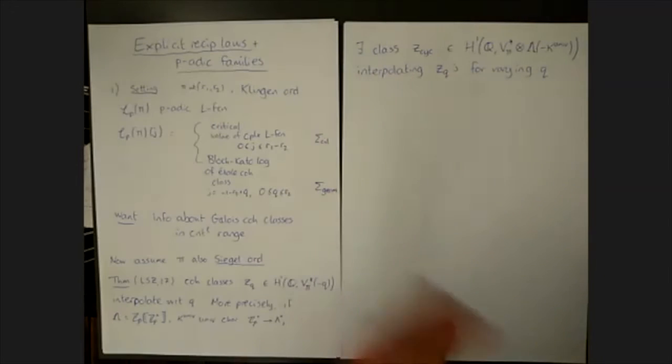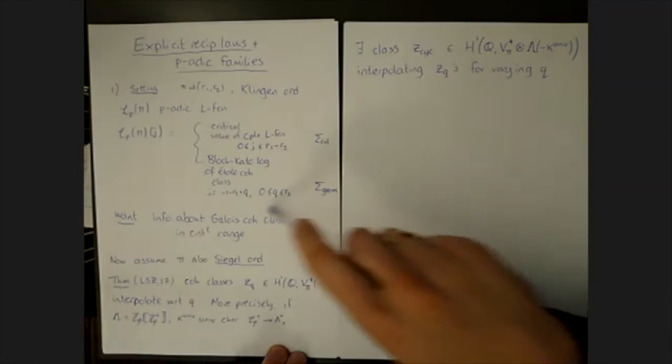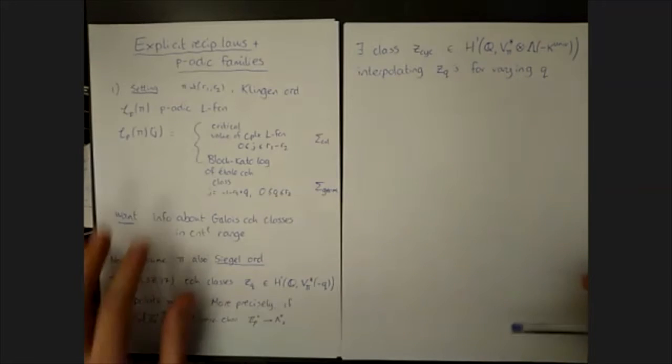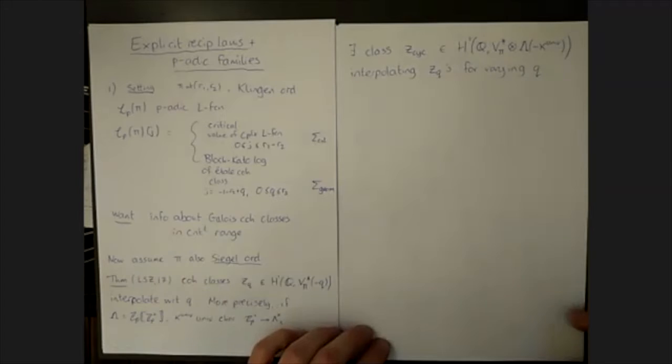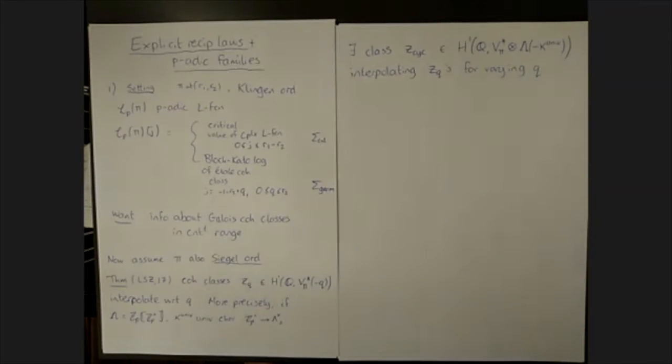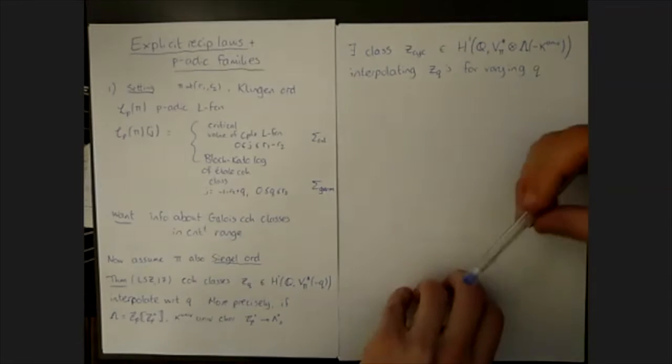And so it makes sense, having got this, to ask what happens if you specialize it at a q that's outside this geometric range. So we can specialize into the critical range. So the question makes sense, and you can conjecture that this should be related to a value of the L-function. And that's what we're going to prove in the end.